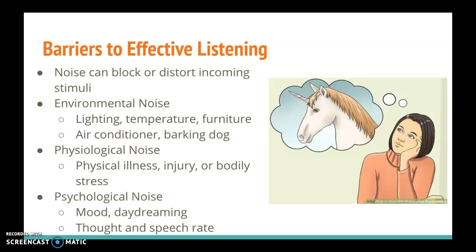People tend to speak at about 125 to 175 words per minute, whereas we can process between 400 and 800 words per minute. So the gap between the speech rate and the thought rate gives us an opportunity in our brains to side process any number of different thoughts that could potentially be distracting us from an important message. So these are just some of the examples of noise that we could potentially experience in any given communication instance.